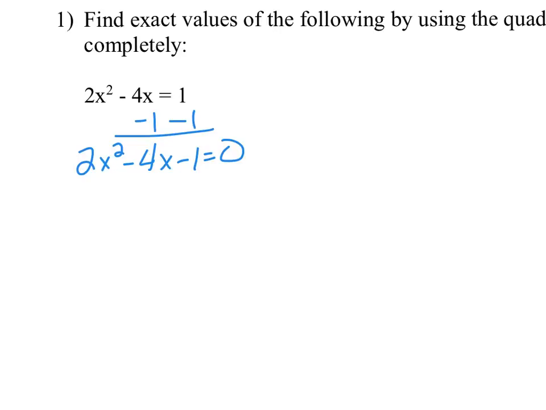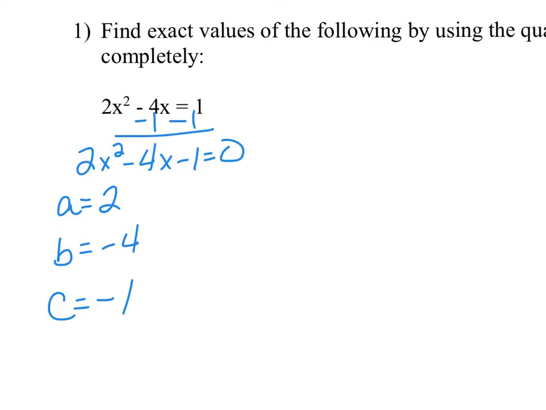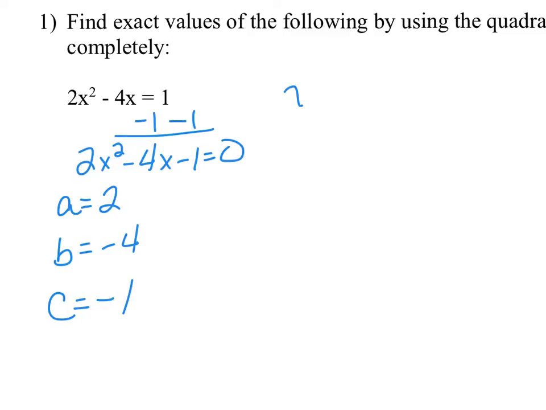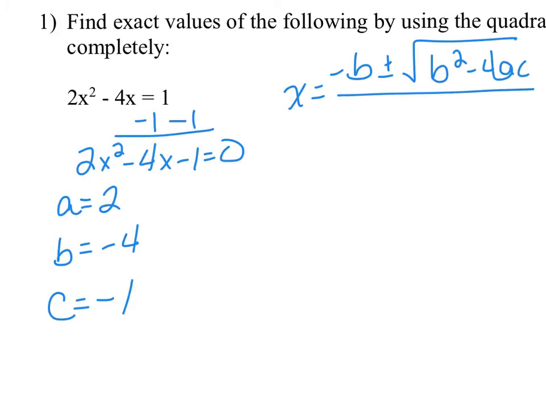And then we can find our A, our B, and our C. It's as simple as the order that they're in. So A, B, C. The sign goes with it, so take it. So 2 is your A, B is negative 4, C is negative 1. Okay, and then since C is negative 1, we take the quadratic formula. I am awesome at this. X equals negative B plus or minus the square root of B squared minus 4AC all over 2A.